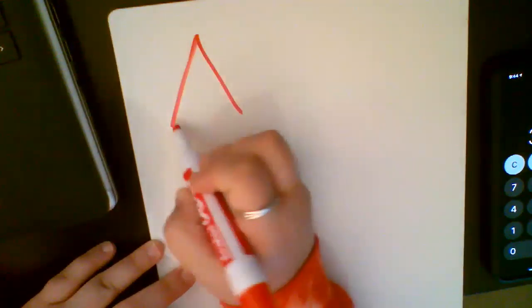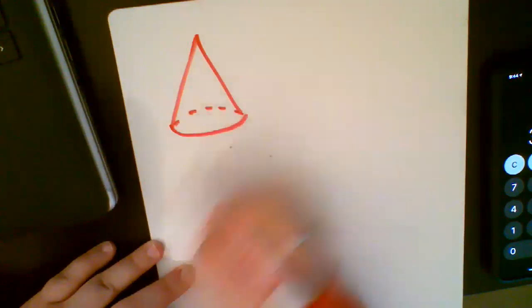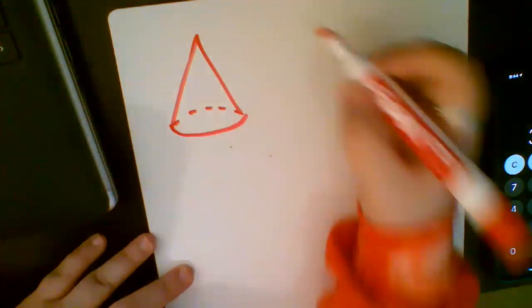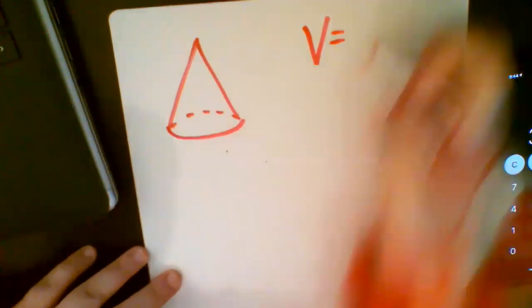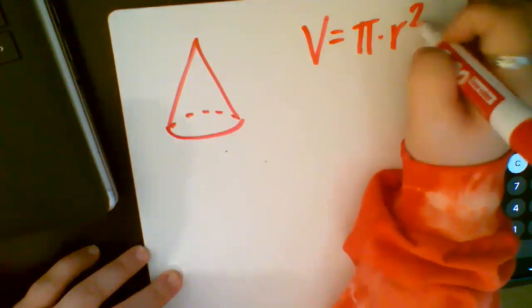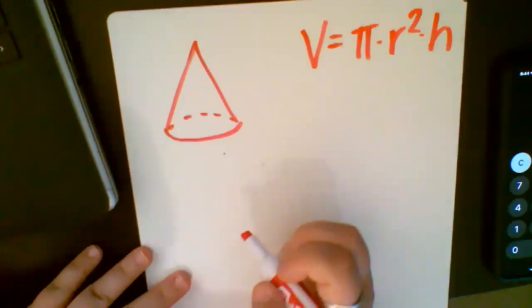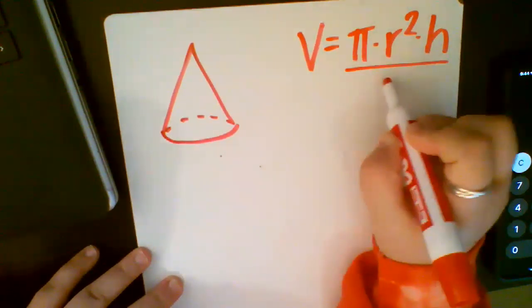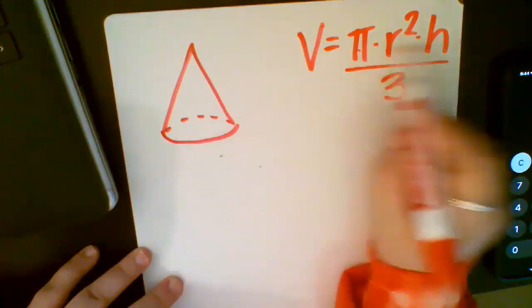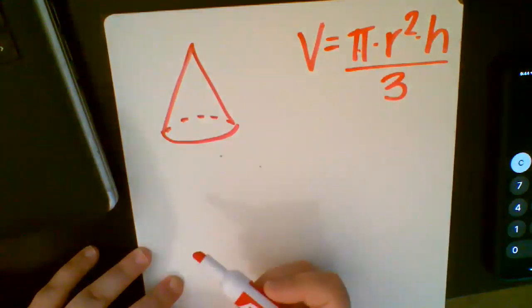So if I have a cone, I'm going to attempt to draw a picture, okay? It's a 3-dimensional shape, looks something like that. The volume formula for a cone is actually the same formula as a cylinder, the one that we just went over, except at the end you divide it by 3. So you're going to find the volume like we just did, but then divide by 3 to end.